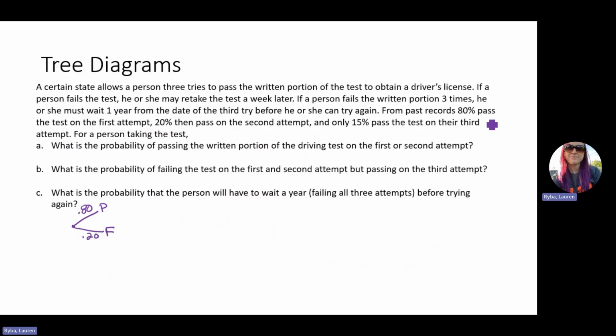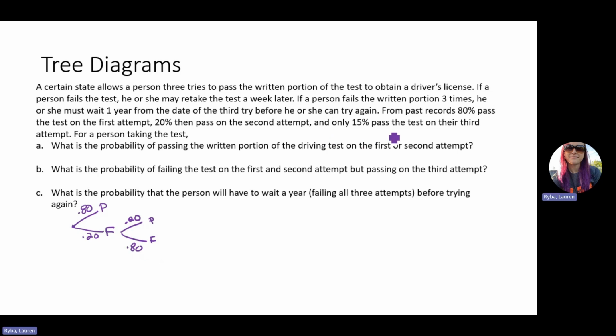From past records, 80% pass the test on the first attempt. 20% then pass on the second attempt. So in order to take a second attempt, you have to have failed the first one. So I'm only going to draw off of that first F. So you can either pass or fail there. 20% of those taking a second time pass, meaning 80% will fail.